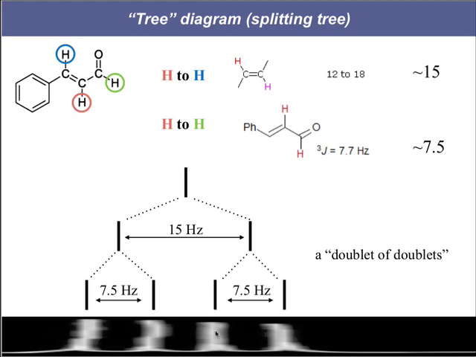1, 1, 1, and 1. One signal, up, up. One signal, up, down. Another signal, down, up. And yet a fourth signal, down, down. That gets us our four individual peaks that are all separated by 7.5 hertz.